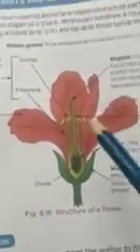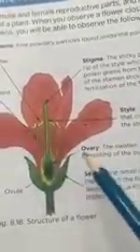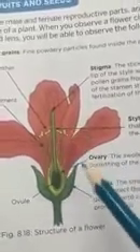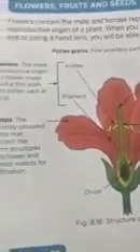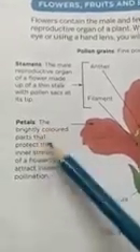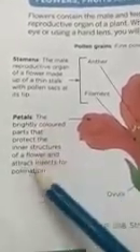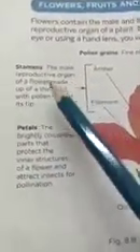Dear students, we will study one by one. So now come to the petals. Petals are usually brightly colored due to the presence of colored pigment. Bright colored petals attract insects to help in pollination. So what is the bright colored part called? Petals. The bright colored part protects the inner structure of the flower and attracts insects for pollination. That is called petals.